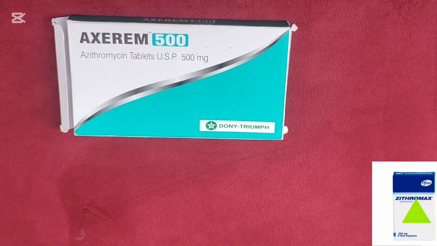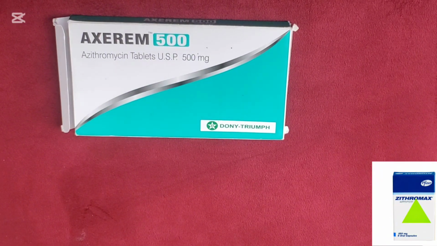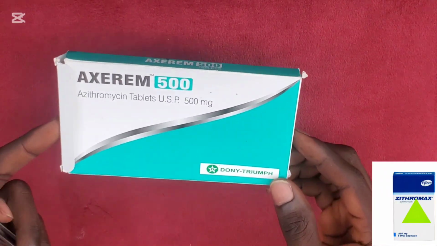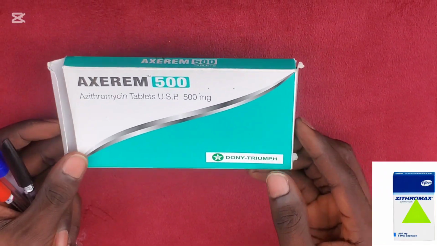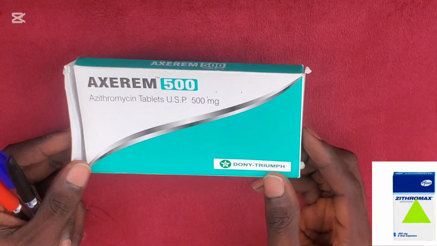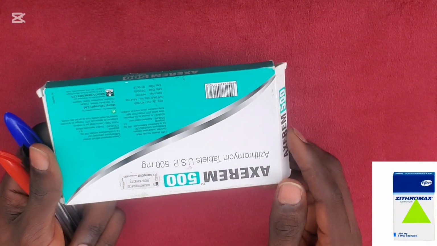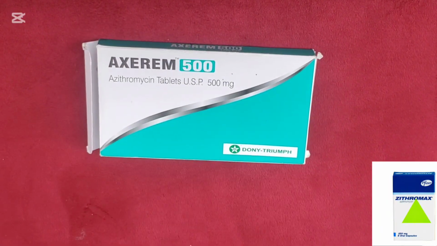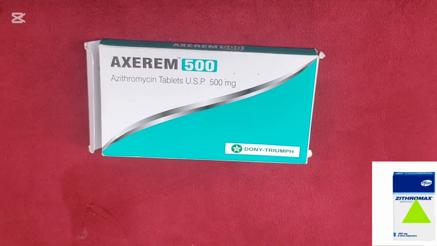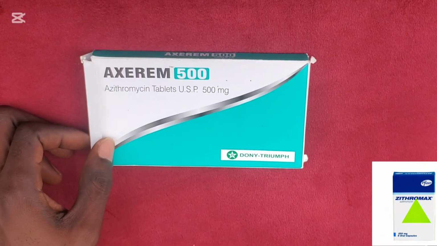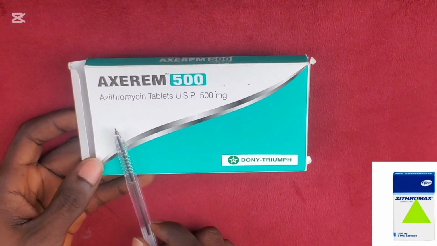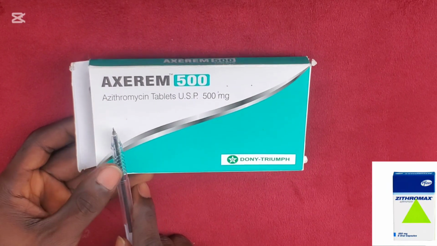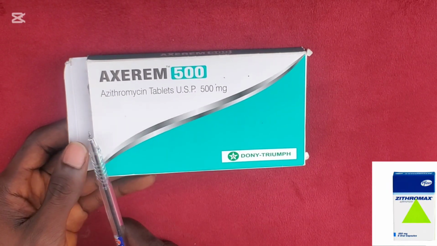All right, let's talk about a particular medication. Now, take a good look at this medication here. They wrote it Azorem. This is azithromycin. Azithromycin normally comes in 500 milligram. Azithromycin 500 milligram. Now, let's say a patient comes to the hospital and you've diagnosed the patient through blood culture.